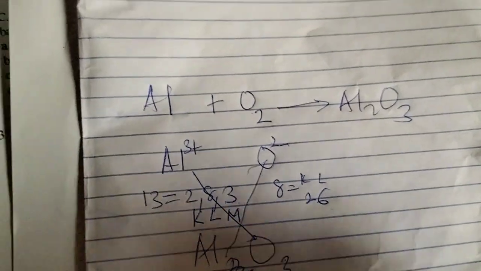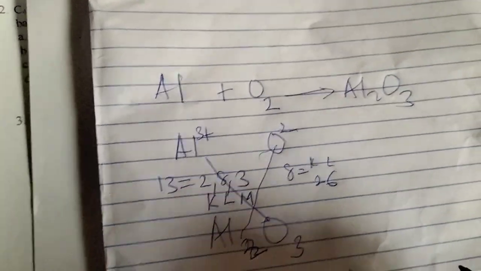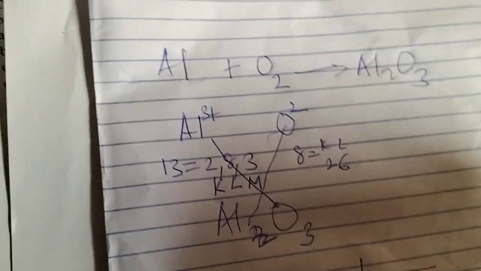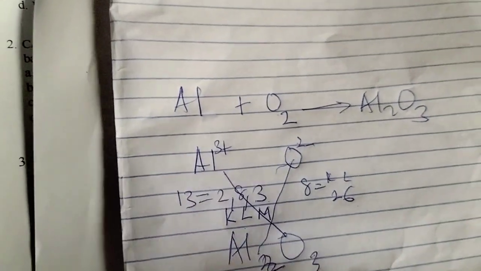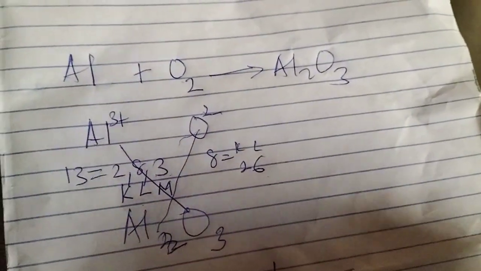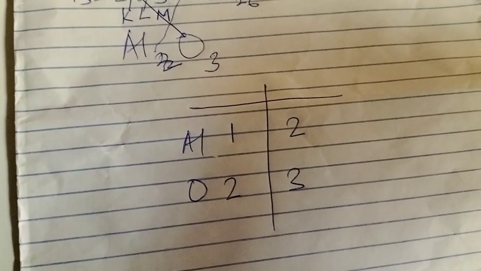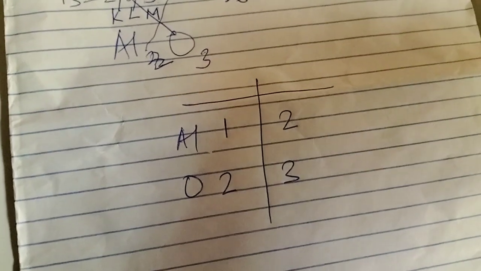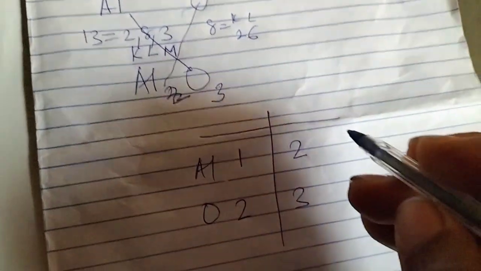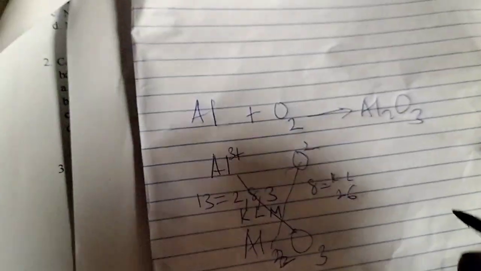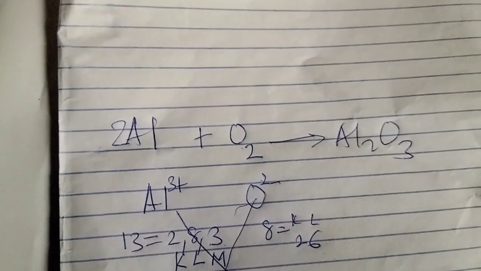To balance it, what do we do? We'll draw a table and then write out aluminium, oxygen. On the left-hand side, aluminium is 1, oxygen is 2 atoms. Right-hand side, aluminium is 2, oxygen is 3 atoms. We inspect the table and balance. So we're going to balance aluminium first. To balance this smaller side, multiply the left-hand side by 2. So place 2 in front of aluminium. You see that? So we balance aluminium, remaining oxygen.